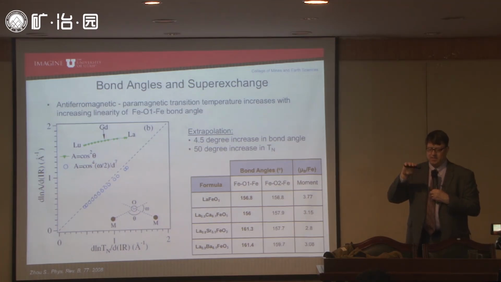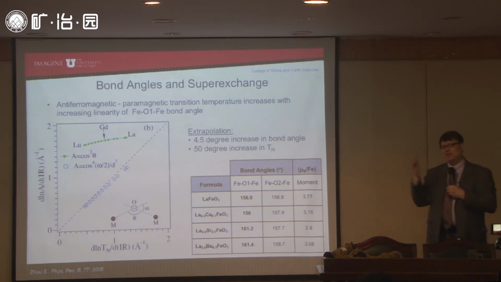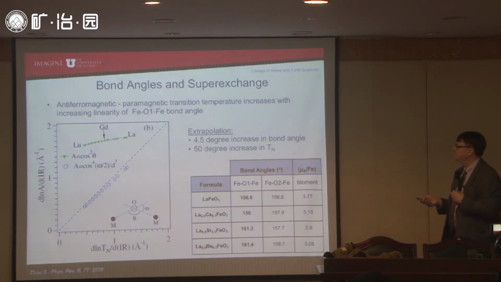So the odd behavior of the strontium and barium is due to the combined effect of the change in valence of the iron and the increase in the bond angle, which kind of explains the unusual behavior. Okay.